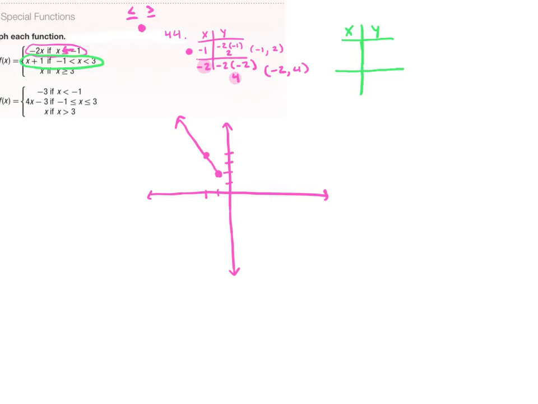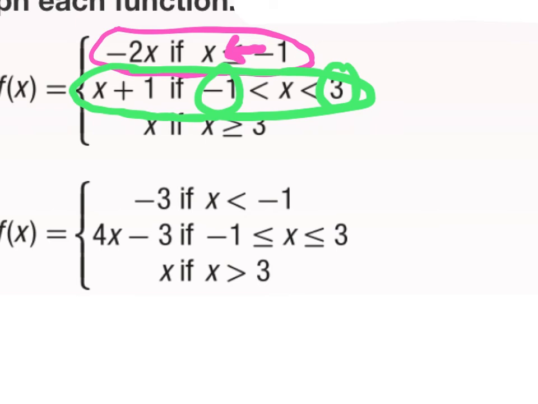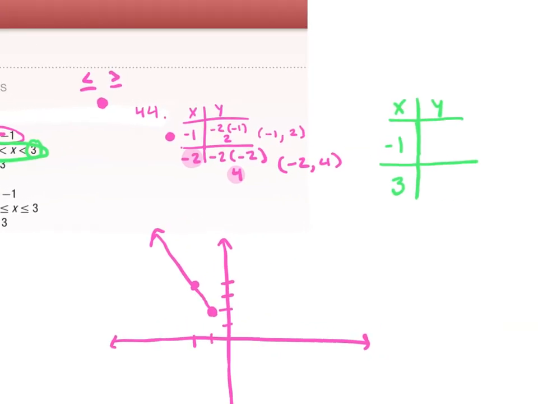Three, and what else? -1. So we plug in the numbers that it gives us. At -1, are we going to have an open circle or closed circle? An open circle. And what about at 3? Open circle or closed circle? Open. So both of these points are going to have an open circle.